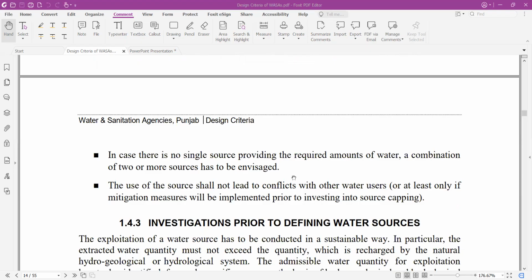before selecting the source. For example, if one source is available in the vicinity of a water supply system but only fulfills the demand up to 10 years, then other sources should also be measured in such a way that, after 10 years, other sources are provided, and they should be designed before the commissioning of that water supply system. After 10 years, the second source should be operable for the supply of water to that system.